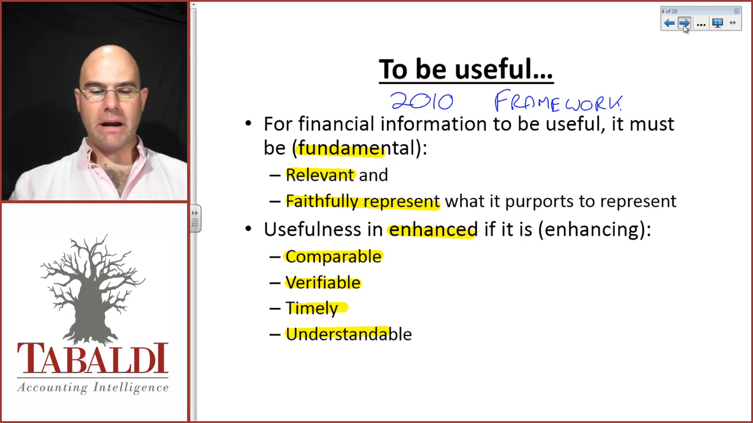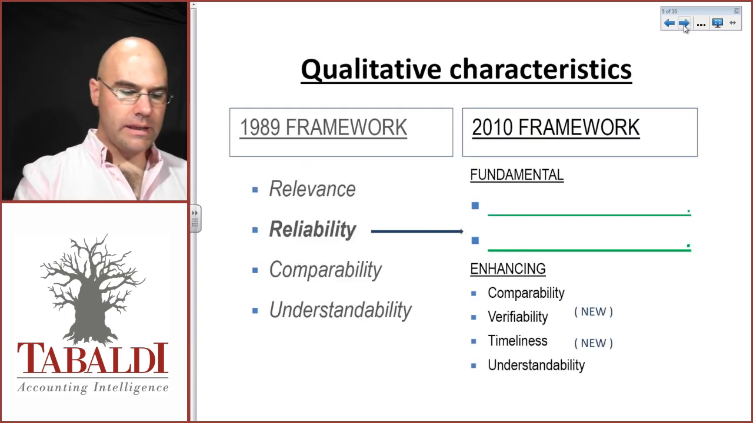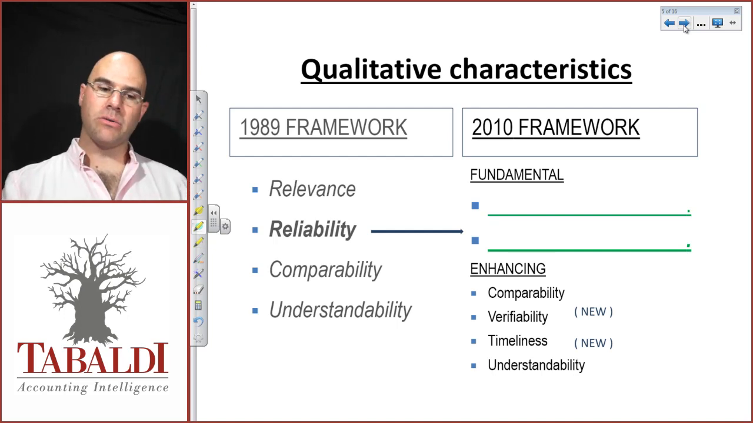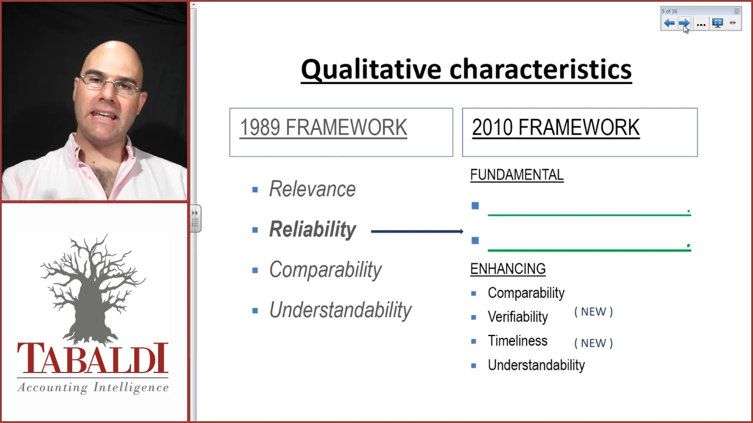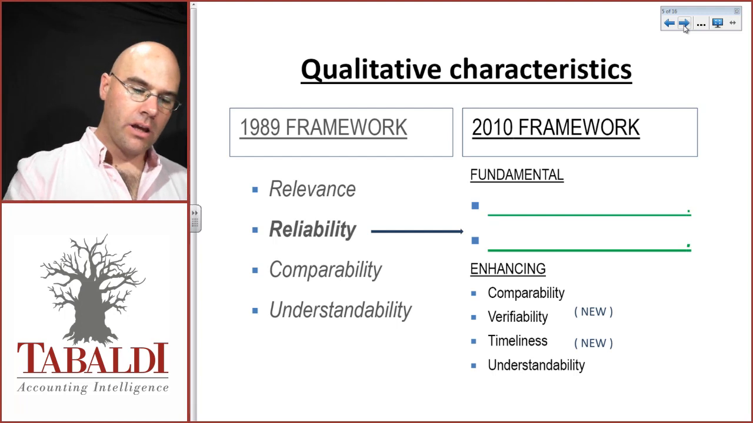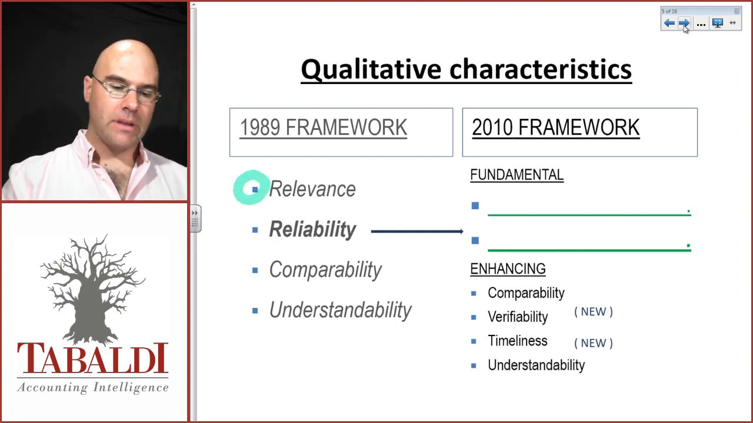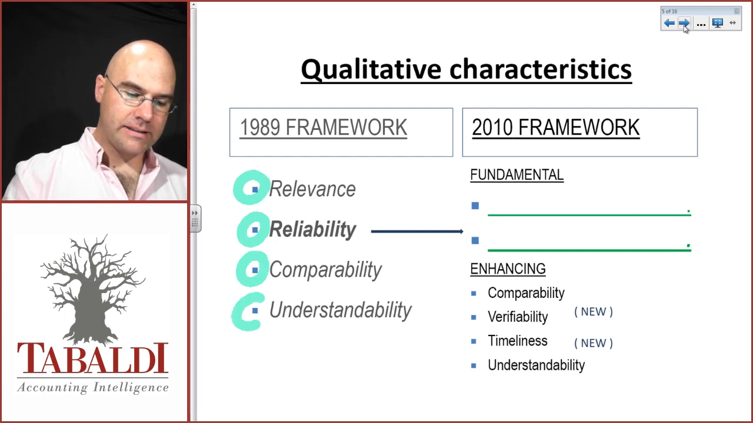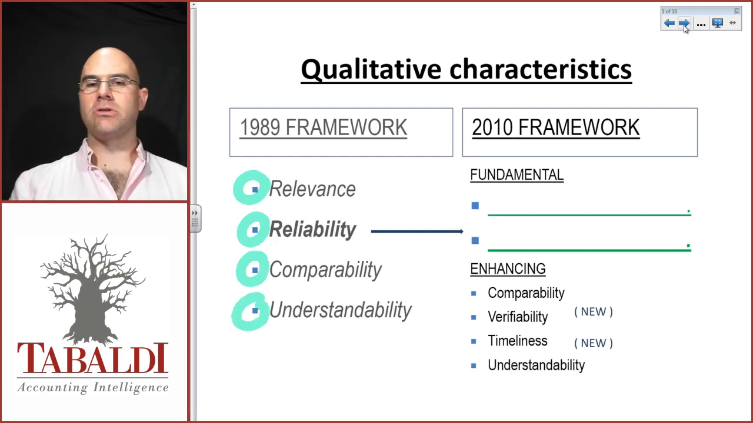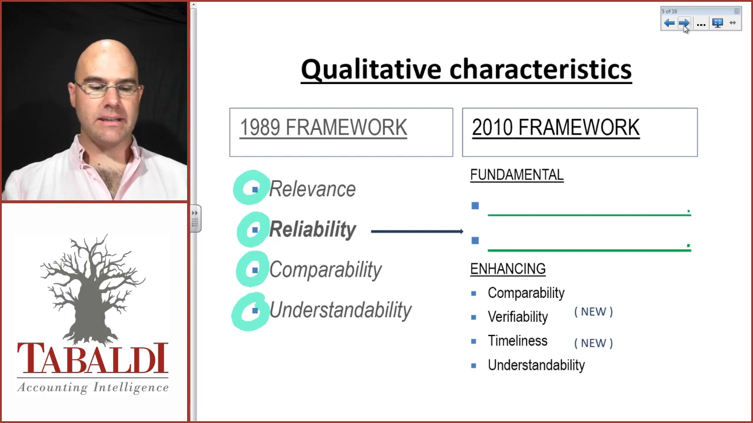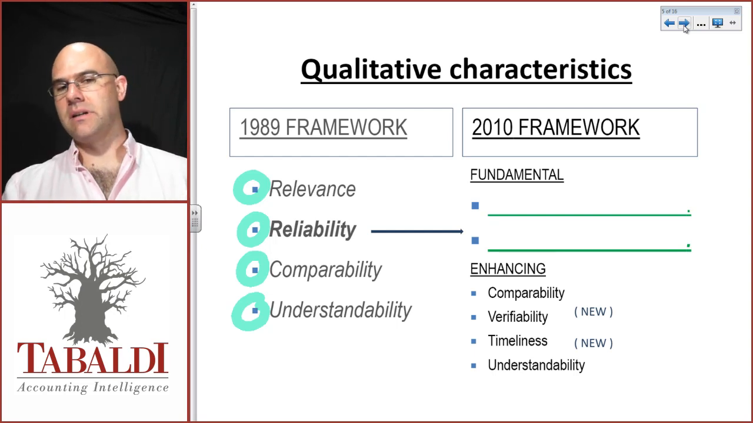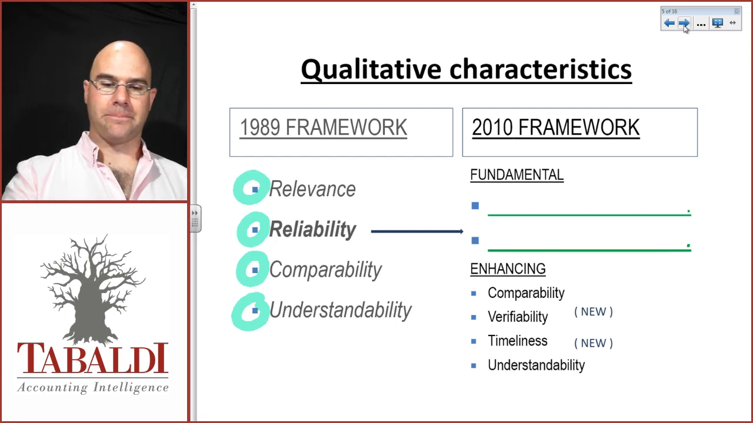So let's quickly just do a comparison. The 1989 framework had the following qualitative characteristics. All of them were applied equally and had the same prominence. First of all, you had relevance, then you had reliability, comparability, and understandability. Under relevance, you would also discuss things like materiality. Under reliability, you would also discuss items such as prudence. Now, comparability and understandability we'll discuss shortly.